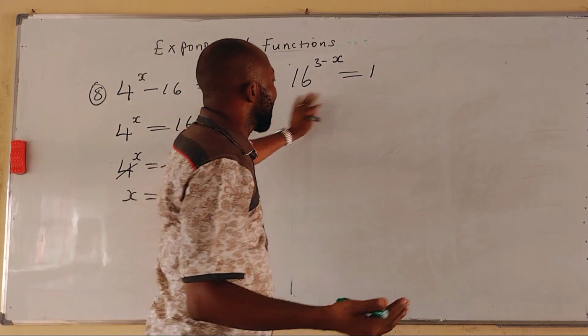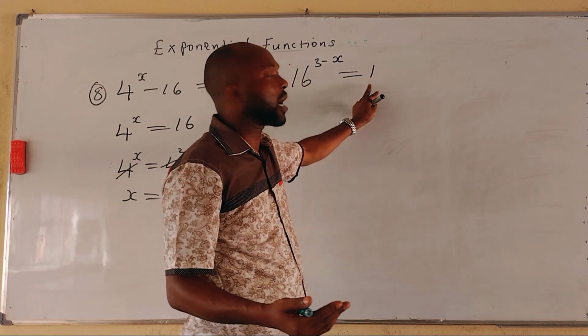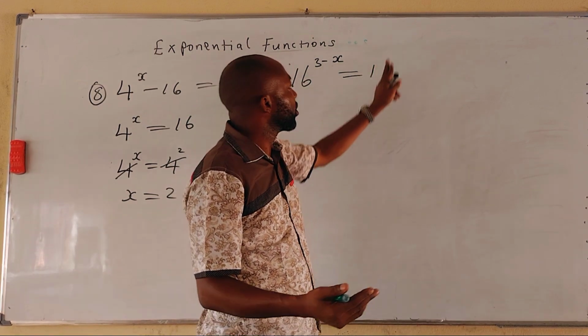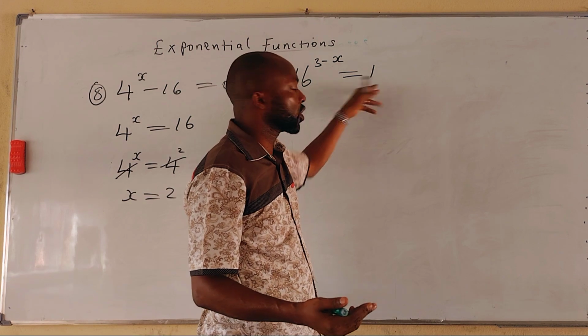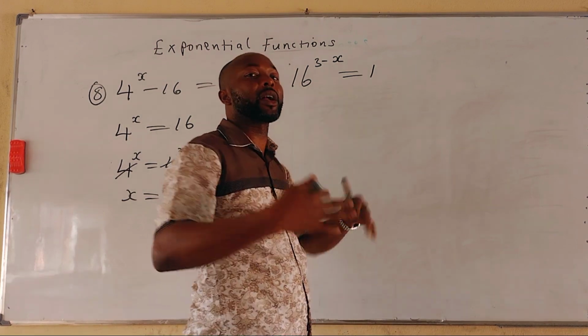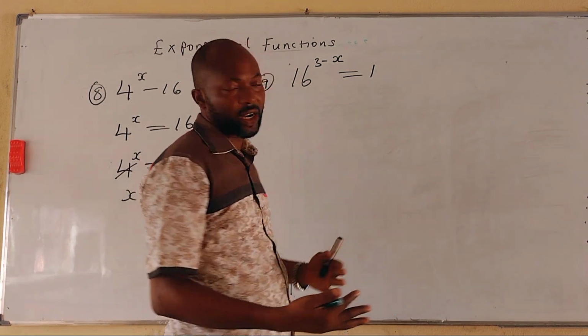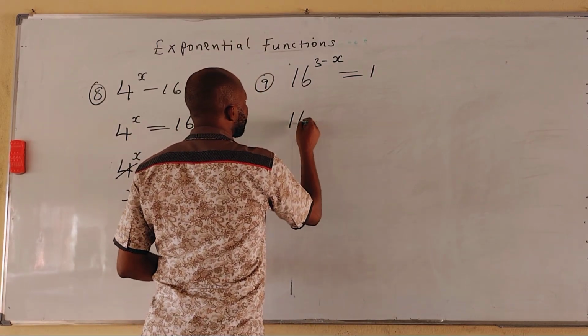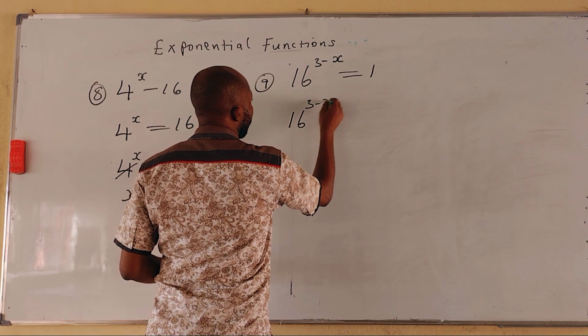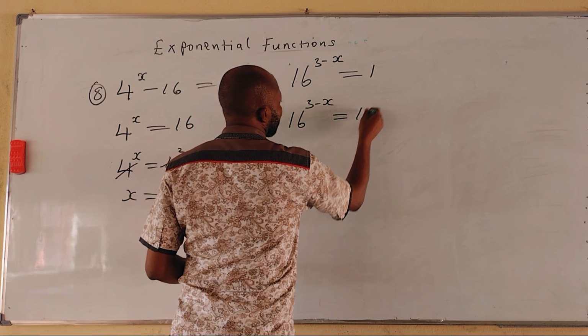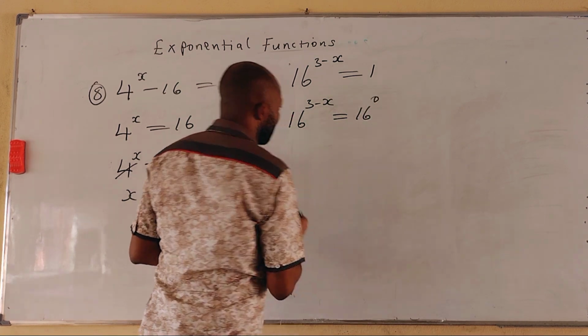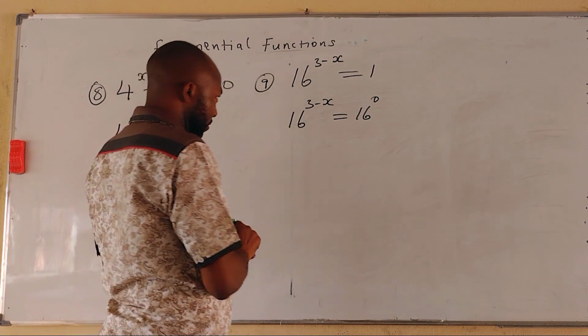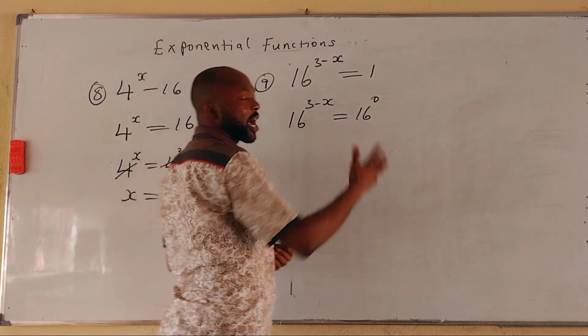Which means I can turn this one into 16 raised to the power 0, which I know is equivalent to 1. So that I'll have common bases. From there I can proceed further. Otherwise there's nothing that can be done here. So with that knowledge I now have 16 raised to the power 3 minus x is equals to 16 raised to the power 0 because 16 raised to the power 0 is 1.